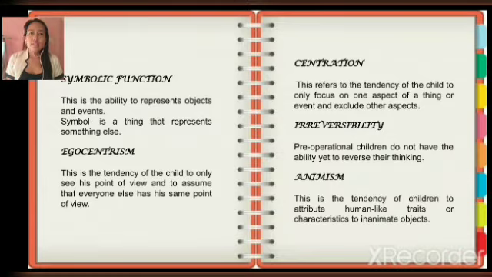Next is egocentrism. This is the tendency of the child to only see his point of view and to assume that everyone else has the same point of view. So in this stage, the children believe that everyone has the same point of view as him.